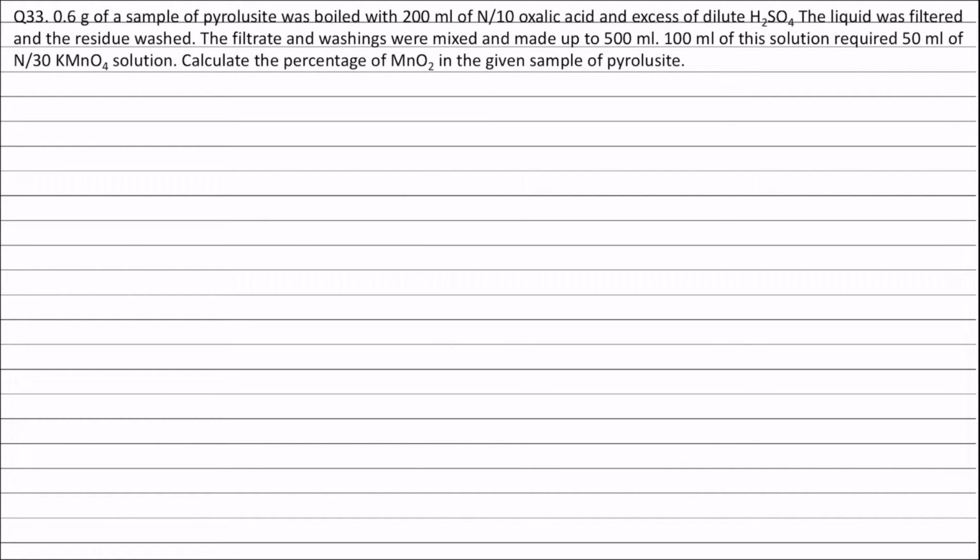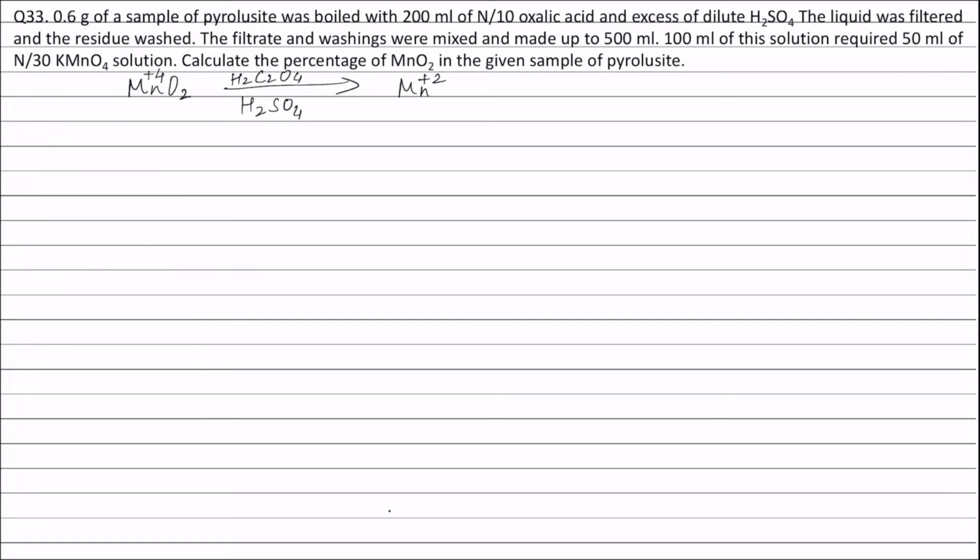Now, pyrolusite is an oxide ore of manganese having the chemical formula MnO2. In MnO2, the oxidation state of manganese is +4. Now, on treatment with oxalic acid, that is H2C2O4, and sulfuric acid, that is H2SO4, it forms a compound containing manganese in +2 oxidation state. Therefore, the change in oxidation number of manganese is 2 and the number of manganese atoms in MnO2 is 1. Therefore, the valency factor of MnO2 is 2.